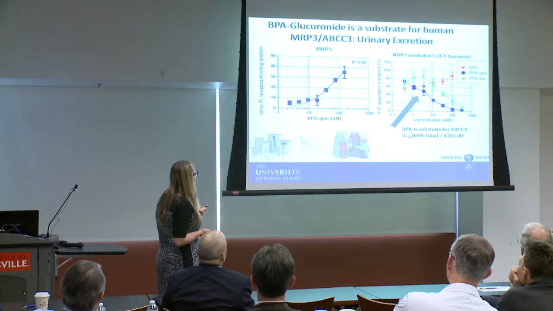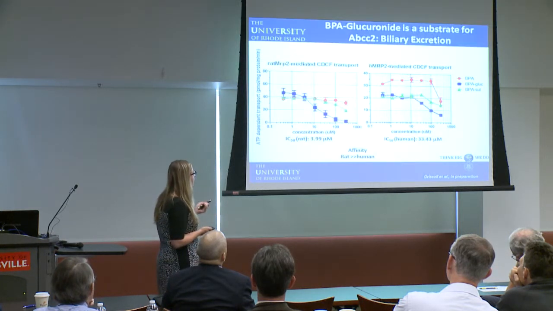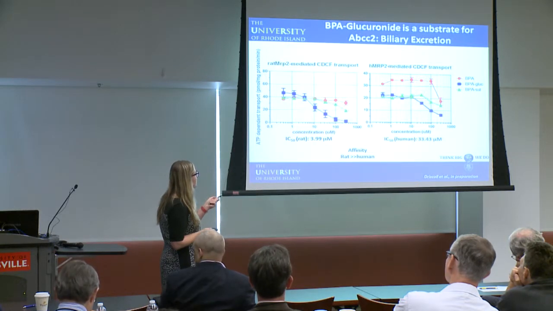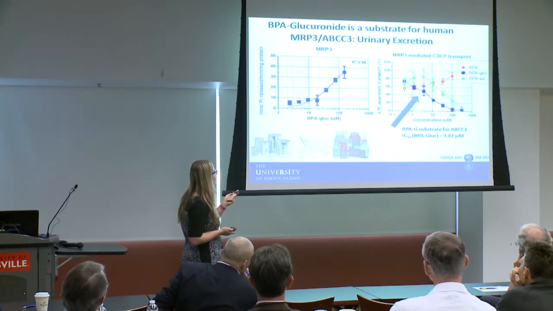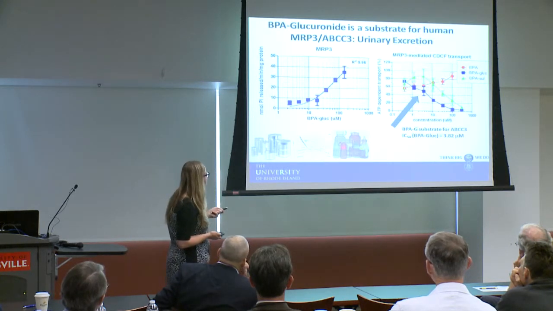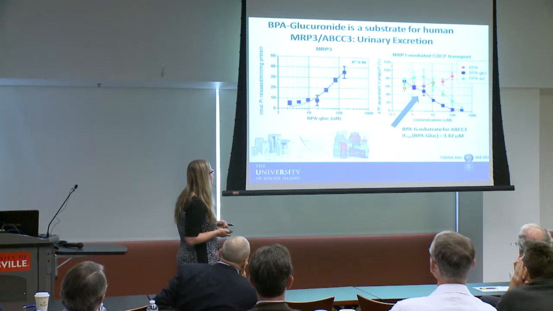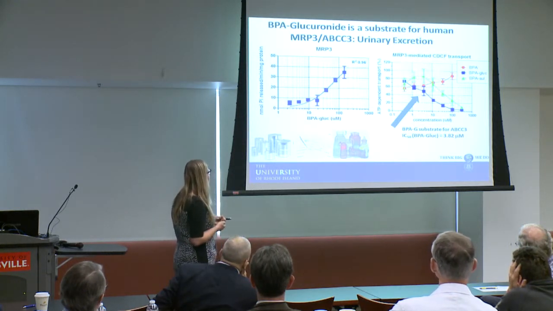We also looked to see whether or not BPA glucuronide would be a substrate for MRP3. Just to give you some perspective, I just don't have more time, but in rodents, BPA glucuronide typically undergoes biliary excretion, whereas humans excrete the majority of BPA glucuronide into urine. And again, this has to do with the vectorial excretion: MRP2 going to bile, MRP3 going back to blood and then on to urine.